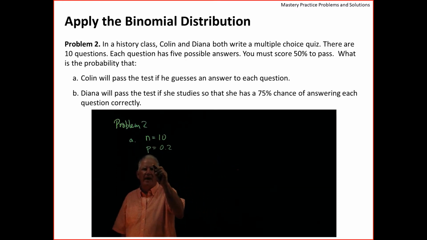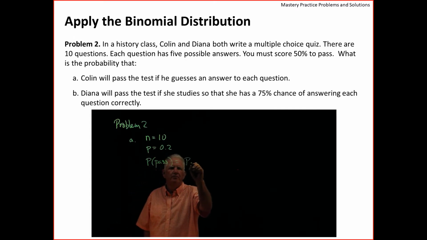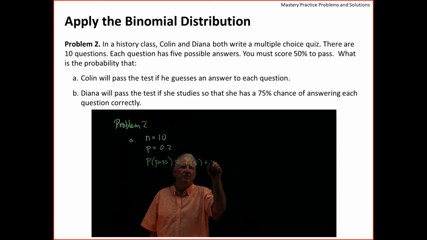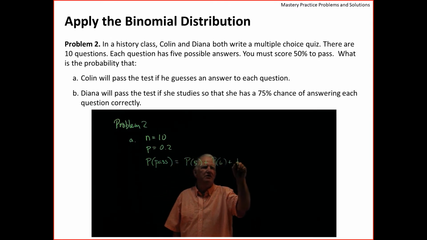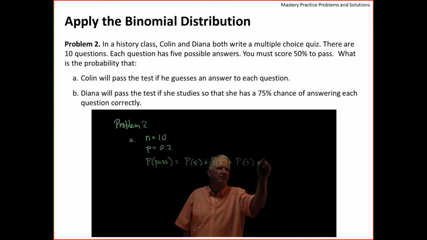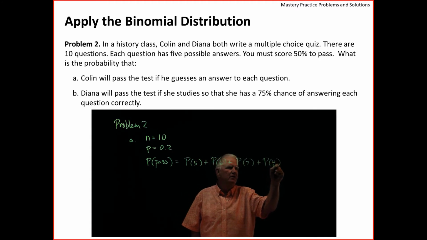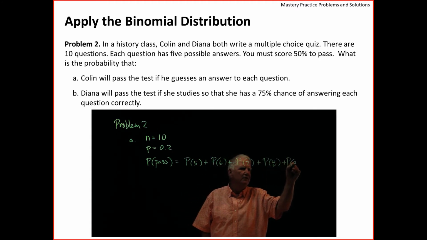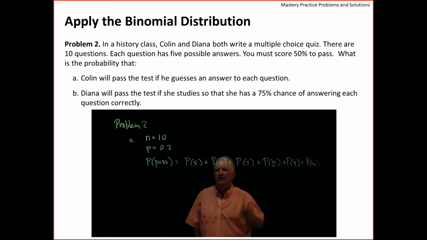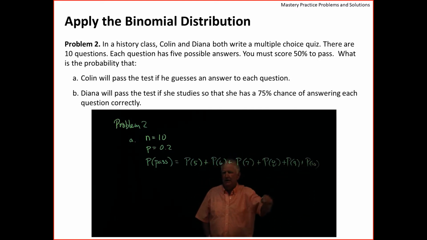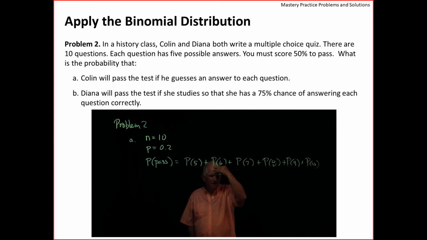Well, in order to pass, the probability of passing is equal to P of 5 plus P of 6, and so on. Maybe he gets 50%, maybe he gets 60%, maybe 70, maybe 80, maybe 90. Heck, maybe he gets all of them right. Okay, any of those pass. So how do we calculate that?